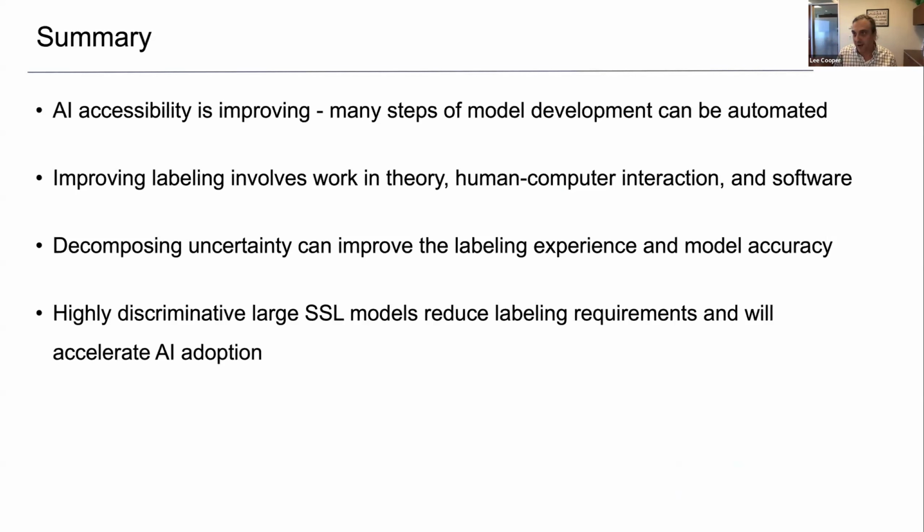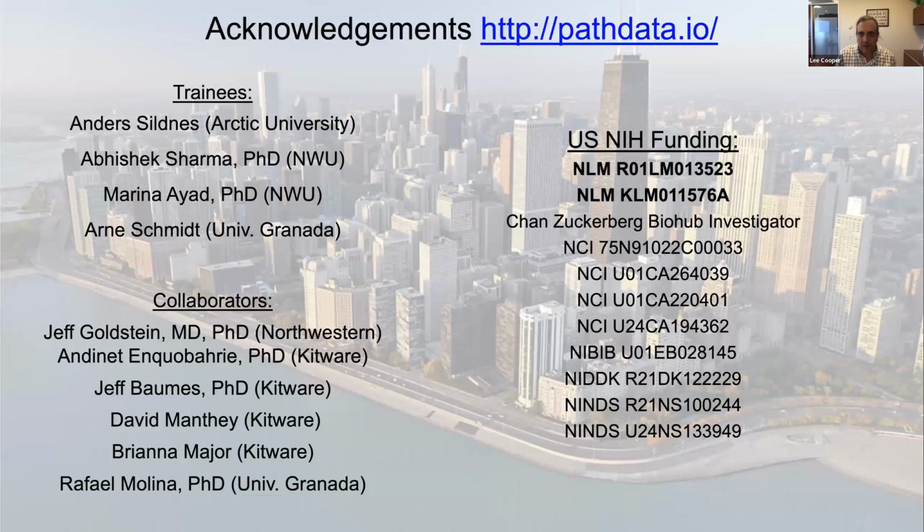Some exciting outcomes of this research that are very generalizable: decomposing uncertainty can really improve the labeling experience by avoiding weird artifacts, and also give you a much more accurate model more quickly. Also, these highly discriminative large SSL models trained on really big data sets will significantly reduce the labeling requirements for everybody. It's going to change the paradigm of active learning pretty significantly, and that will accelerate AI adoption as well.